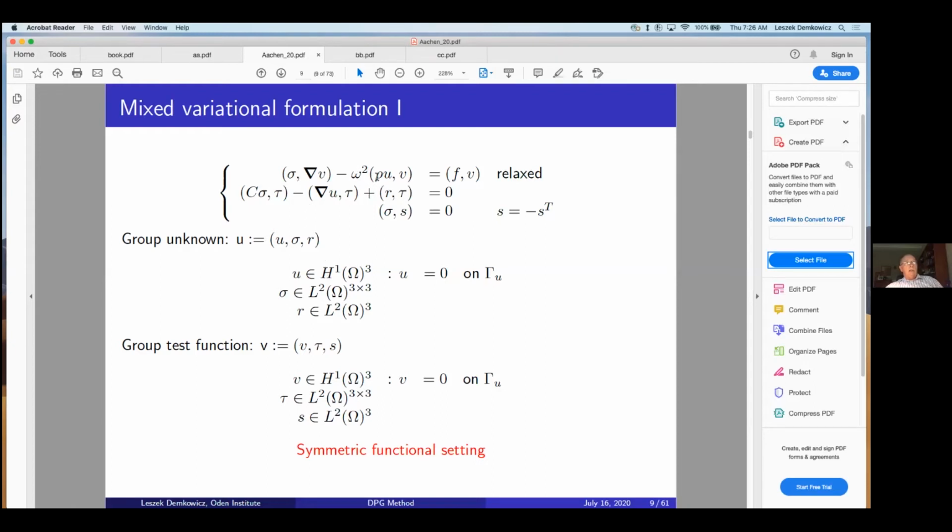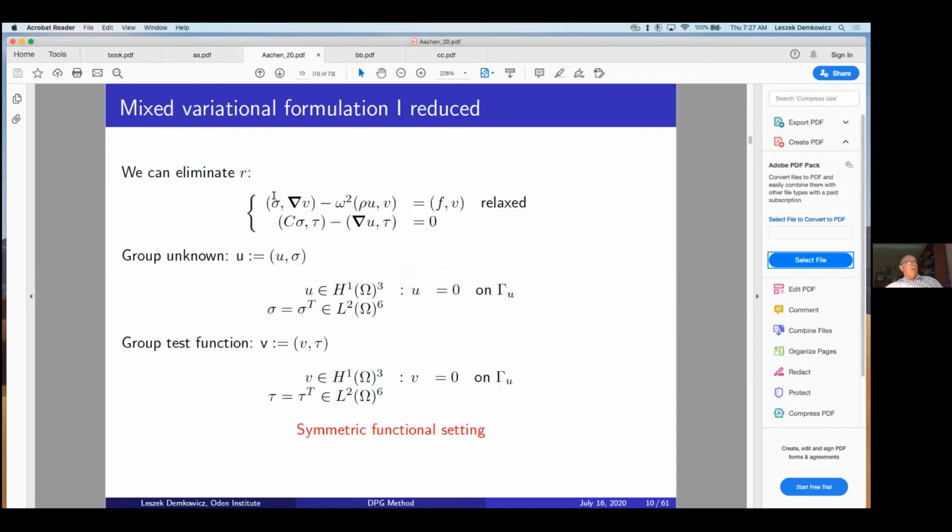In order to eliminate an unknown boundary term, we also assume that V is zero on the part where the kinematic boundary conditions are imposed. So by relaxing that momentum equation, as you can see, we end up with a variational formulation that enjoys a fully symmetric functional setting. U, sigma and R, and V, tau and S come from exactly the same spaces. So this formulation is eligible for a standard Bubnov-Galerkin method where the trial and test functions are the same.